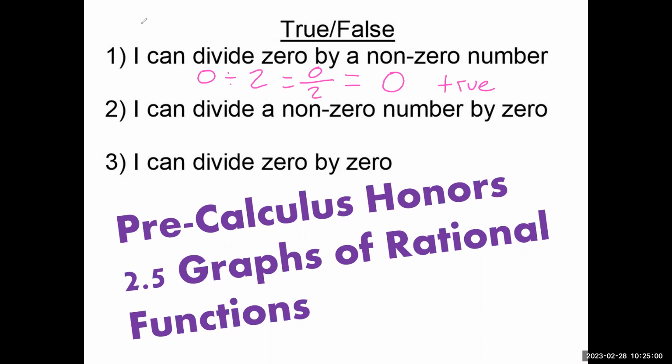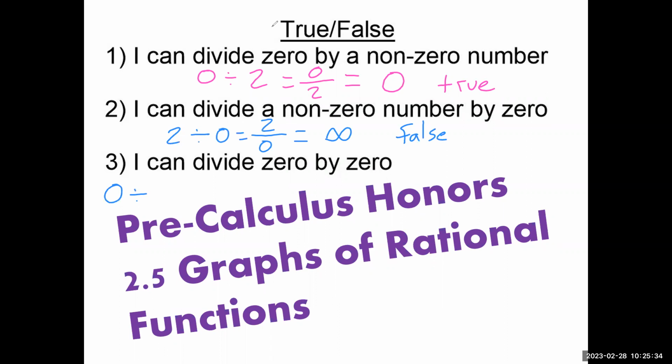I can divide a non-zero number by 0. A non-zero number, basically I'm switching it. Say 2 divided by 0, or 2 over 0. Well, what does that give me? I cannot divide by 0. If I plug it in my calculator, I get an error. What I'm really getting is like infinity. So we're going to go with false.